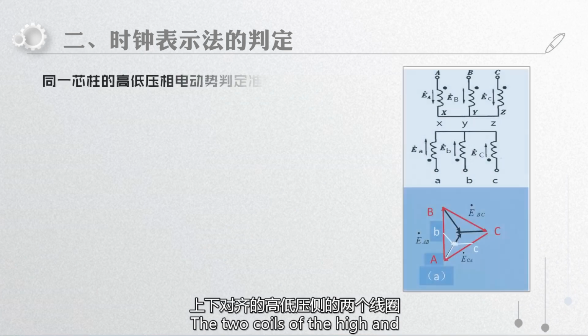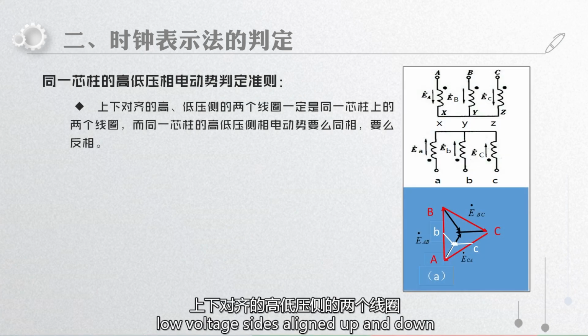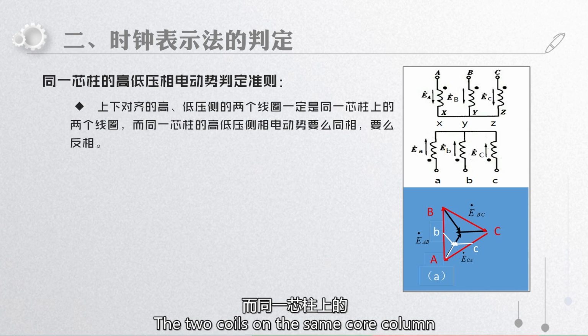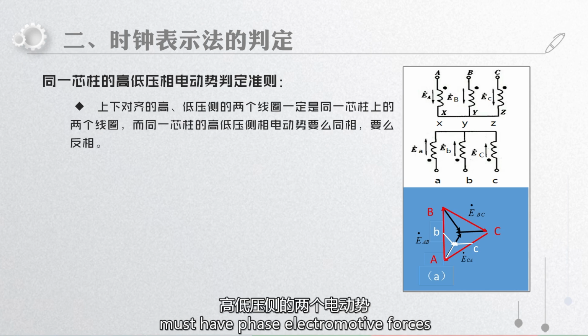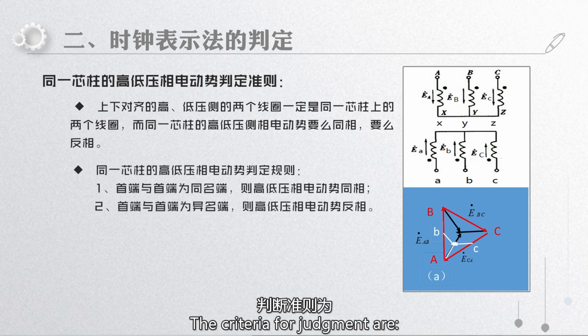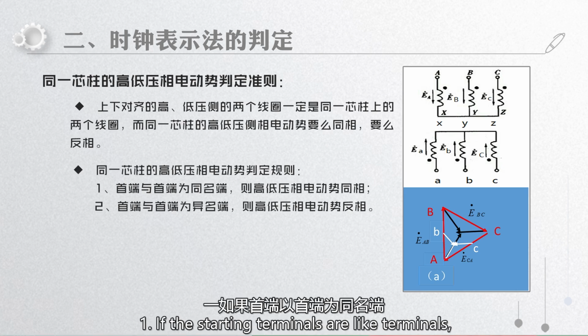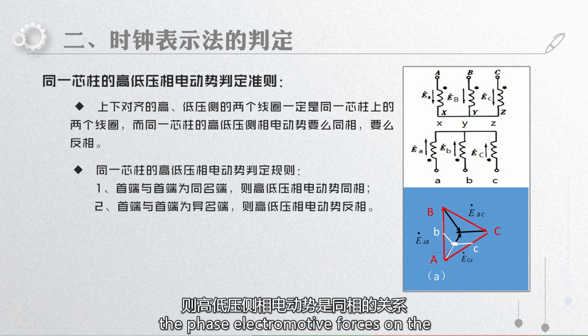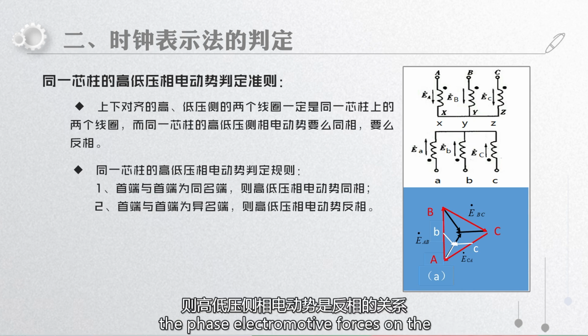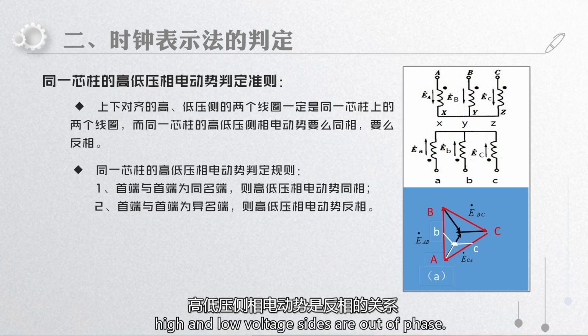The two coils of the high and low voltage sides aligned up and down must be on the same core column. The two coils on the same core column must have phase electromotive forces that are either in phase or out of phase. The criteria for judgment are: 1. If the starting terminals are like terminals, the phase electromotive forces on the high and low voltage sides are in phase. 2. If the starting terminals are unlike terminals, the phase electromotive forces on the high and low voltage sides are out of phase.